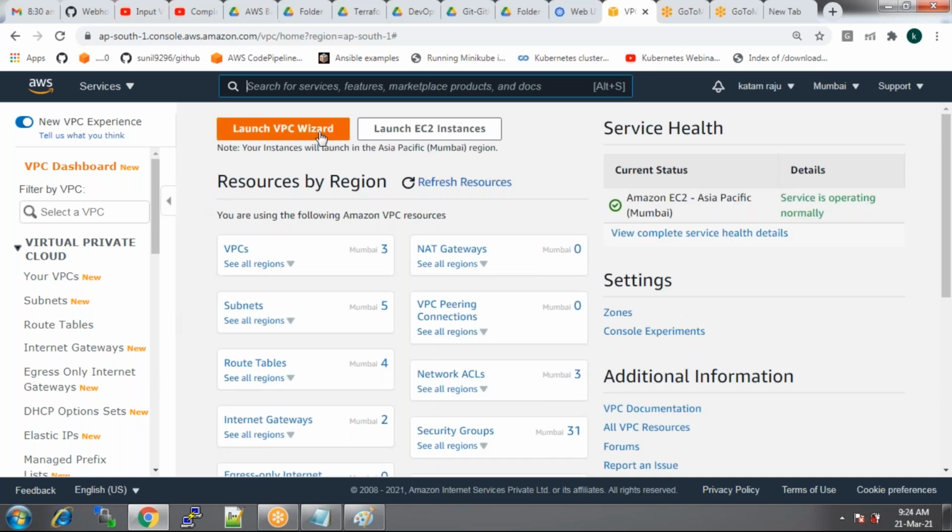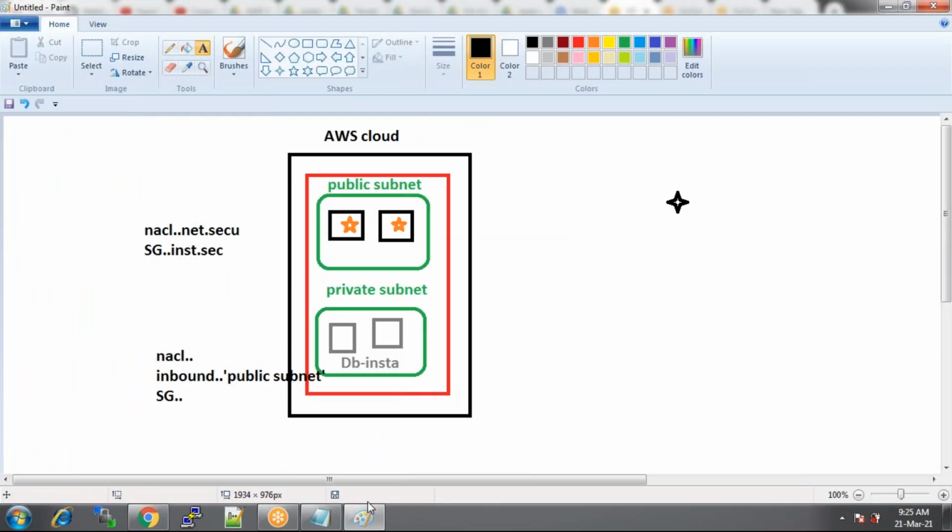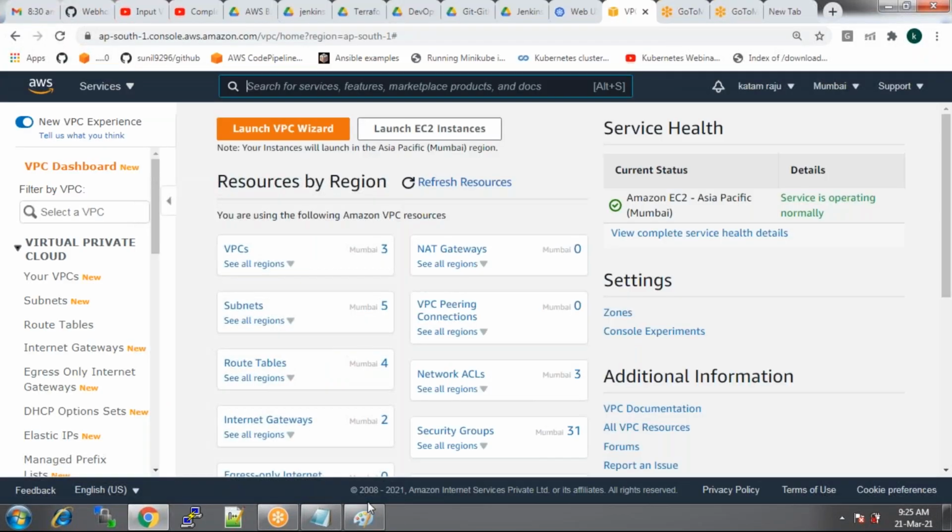I can create a VPC using the Launch VPC Wizard. So what is the Launch VPC Wizard? Back to the picture. Here you see we create a VPC, and within VPCs we have subnets. You can create the VPC and subnets at the same time. Or else, first you create a VPC, and once it is created, later you can create subnets in it. But if I want to create the VPC and subnets at the same time, then you can use the Launch VPC Wizard.